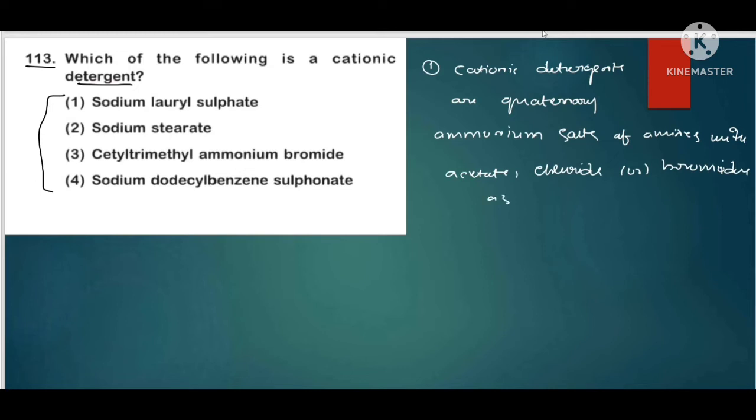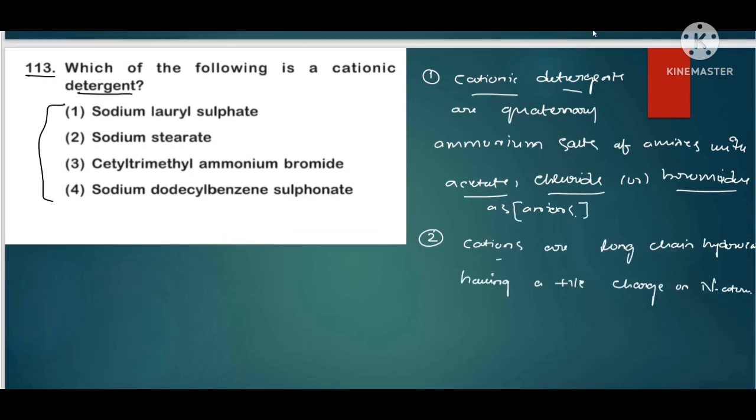Bromides as anions. We know that cationic detergents means which containing the quaternary ammonium salts of amines with acetate, chlorides, and bromides as anions. We know that cations are long chain hydrocarbons which is having the positive charge on nitrogen. Among the given options, option 3 satisfies the condition 1 and condition 2.